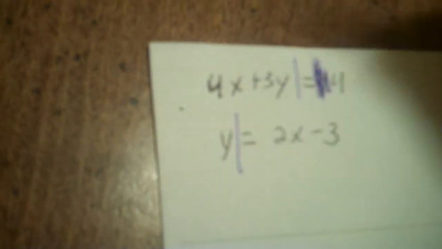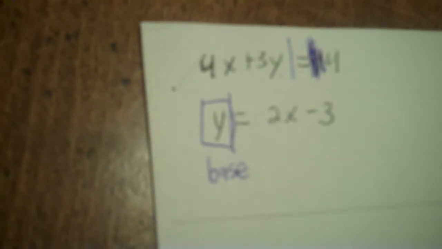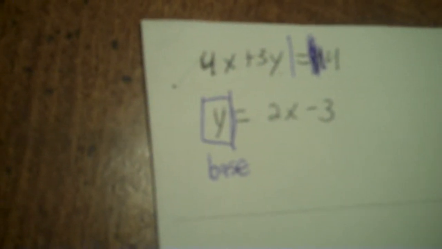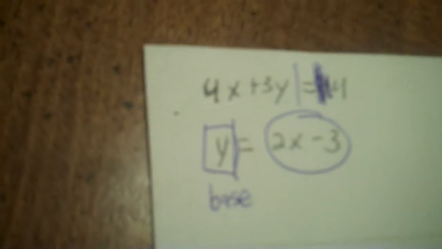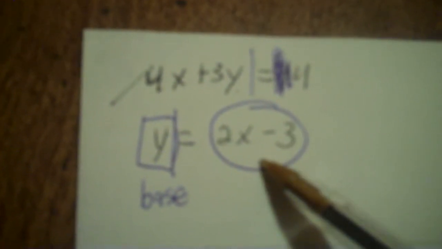Right there is where I have the y all by itself. Now you want to put a box around that, and that's known as your base variable. Now that can be x or y. After you've labeled the base, circle the other side. That's important that you do that. Now write the other equation over here. Just copy it down. 4x plus 3y equals 14.